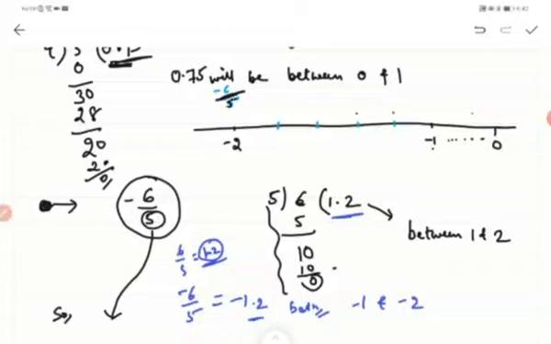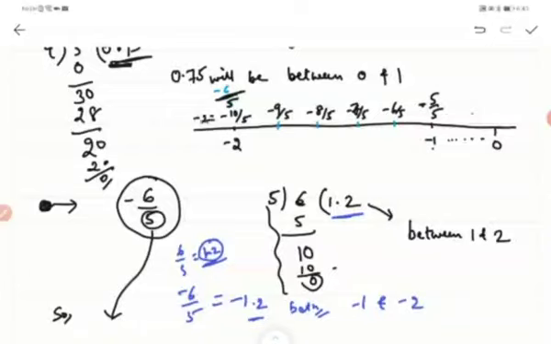See, when will you get minus 1 here? When you have the number here as 5 by 5. Yes, isn't it? So this is minus 5 by 5, then you'll get minus 1. Next will be what? Minus 6 by 5, then minus 7 by 5, minus 8 by 5, minus 9 by 5, then minus 10 by 5. So minus 10 by 5 will be how much? 5 ones are 5, 5 twos are 10, so it will be minus 2.